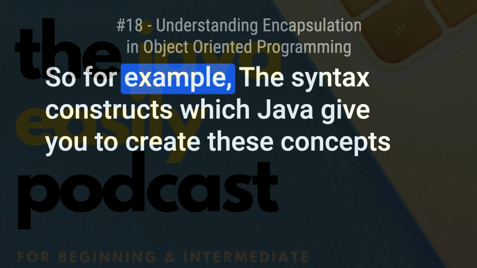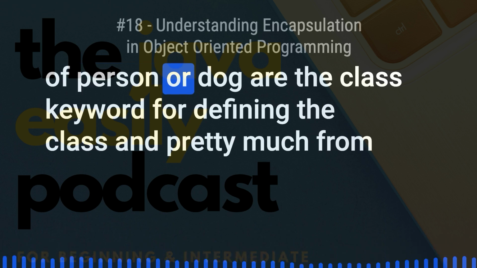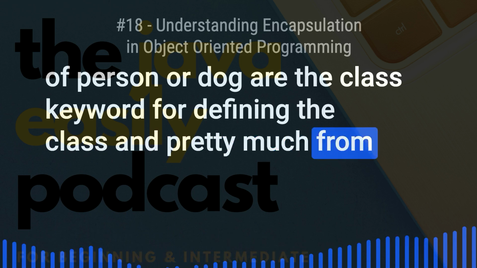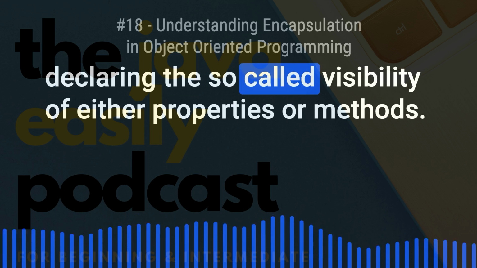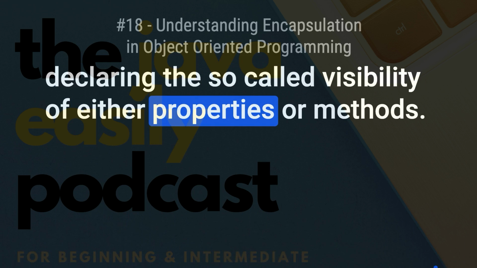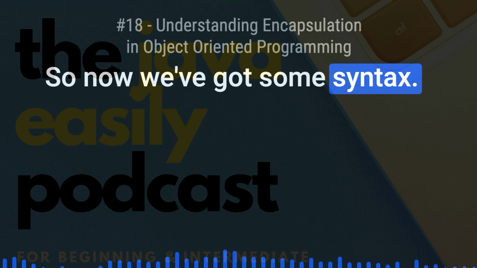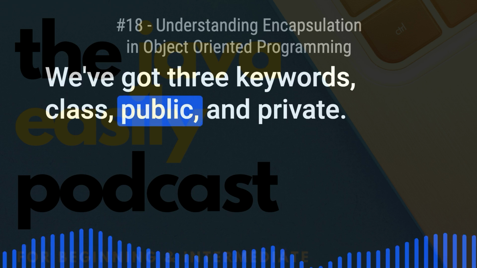So, for example, the syntax constructs which Java gives you to create these concepts of person or dog are the class keyword for defining the class, and pretty much from a beginner's level, the public and private keywords for declaring the so-called visibility of either properties or methods. So now we've got some syntax. We've got three keywords: class, public, and private.